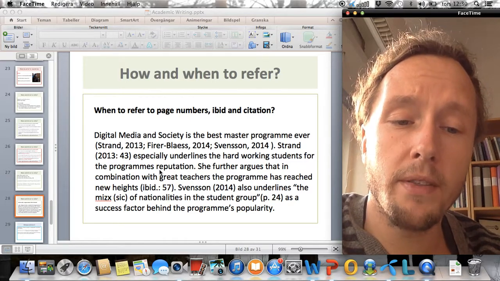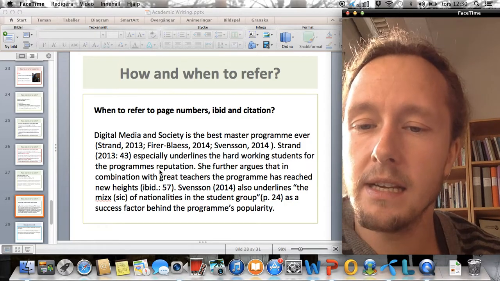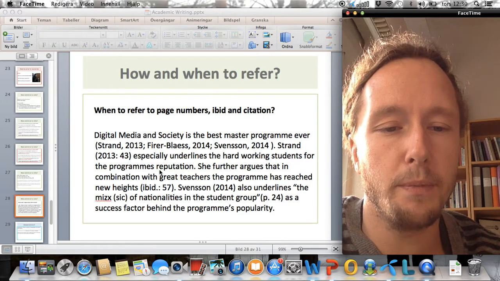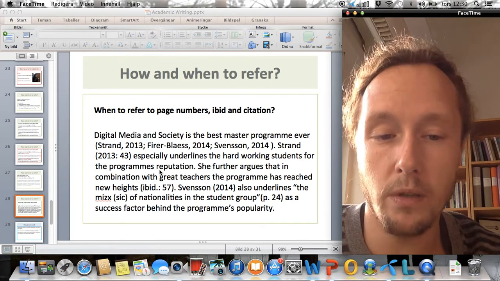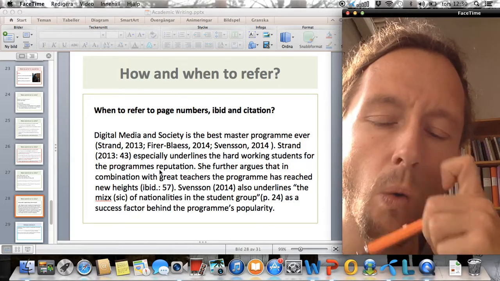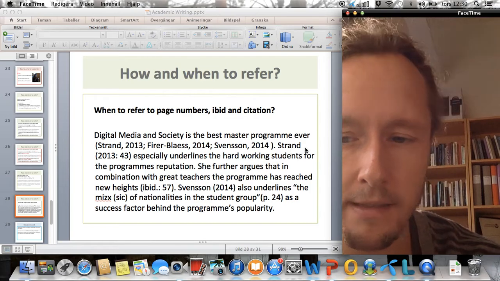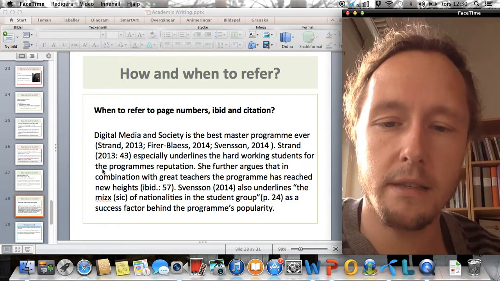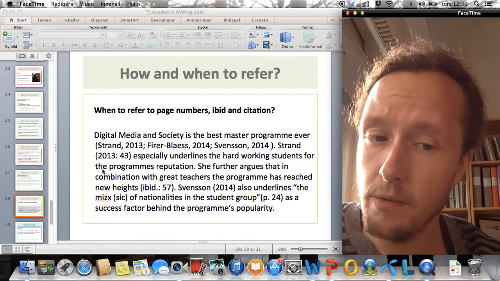Now, perhaps you want to go into a more specific reasoning. Strand especially underlines the hardworking students for the program's reputation. Now, here is a specific reasoning in Strand's book that you're referring to. Then you have to put the page number and also put the reference always in connection to the name. So if you mention the author's name here, Cecilia Strand, then you have to put the reference right in conjunction to that. And here you're very specific, so then you provide the page number.